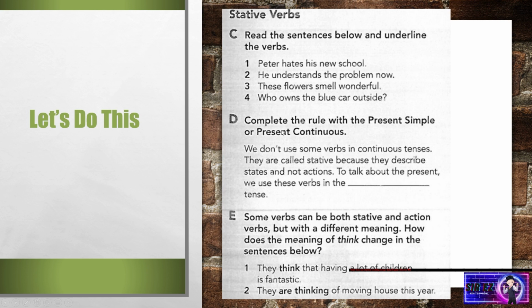D. Complete the rule with the present simple or present continuous. Ini adalah satu undang-undang. Okay. So, baca undang-undang ni, we don't use some verbs in continuous tenses. They are called stative because they describe states and not actions. To talk about the present, we use these verbs in the present simple atau present continuous.